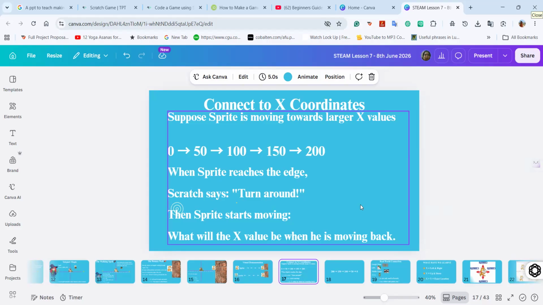Suppose sprite is moving towards larger X values. When sprite, no, larger X values. You have to say that. Larger X values. When the sprite reaches the edge.